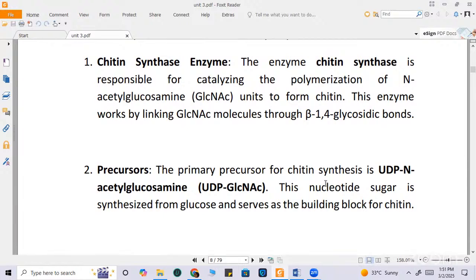Coming to the function of chitin in the insect cuticle, structural integrity. What is the function of chitin in the insect cuticle? Insects have a cuticle, and the cuticle is majorly made up of chitin. So what is the use of chitin? It gives structural integrity. Chitin provides the insect cuticle with its structural rigidity and strength, enabling it to support the body and protect against physical damage.